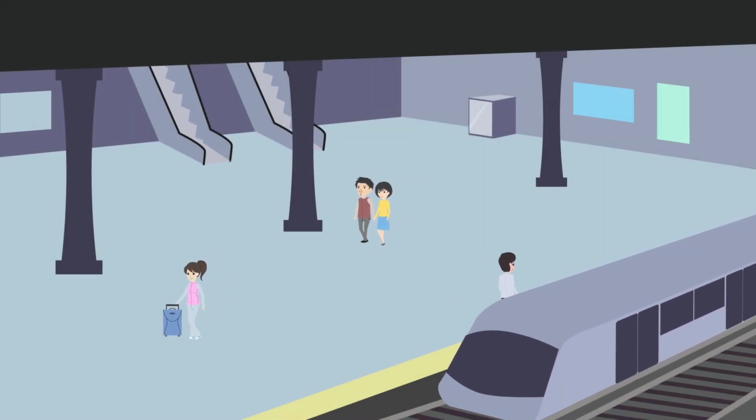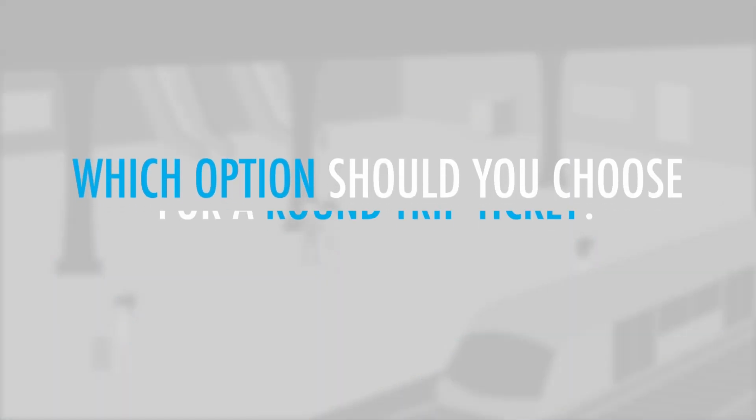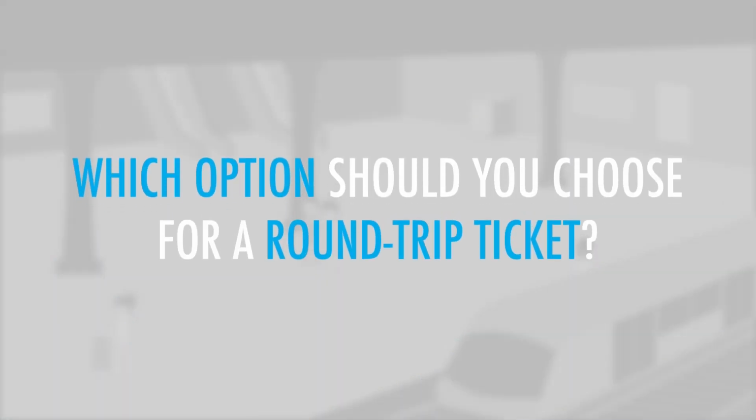You are at a train station where you're attempting to buy an express ticket from a ticket machine. Which option should you choose for a round-trip ticket?